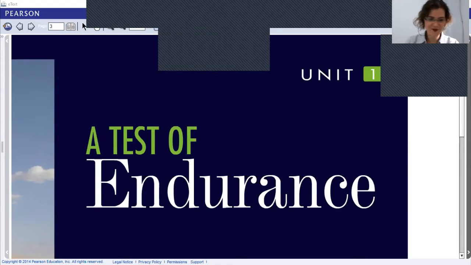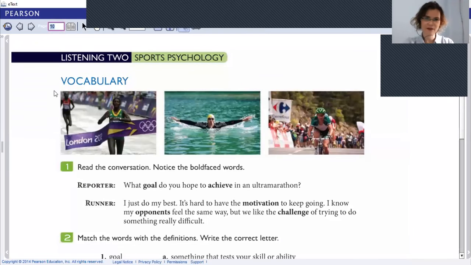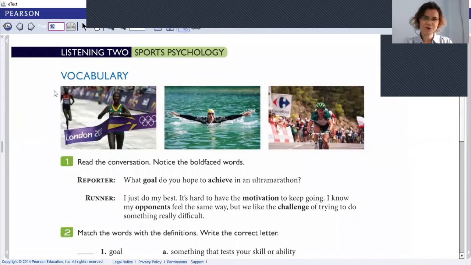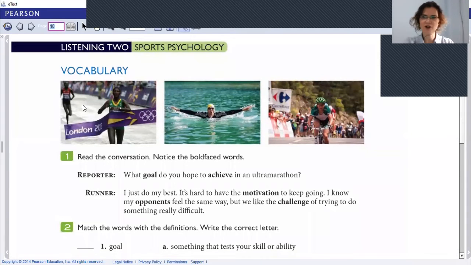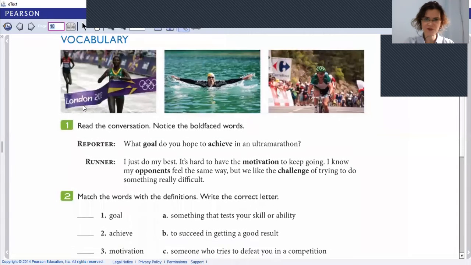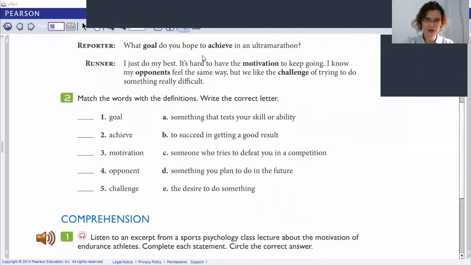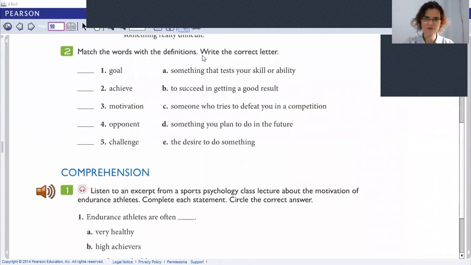Okay, cool. So, test of endurance. We're gonna skip to page 10 for listening to. Okay, here we are. Sports psychology. You see 3 beautiful pictures here of different types of sports. You were to read the conversation and notice the bold-faced words, which are the vocabulary words for this particular part of this unit. So we have goal, achieve, motivation, opponent, and challenge, yeah? Okay, so who of you would like to try this out?